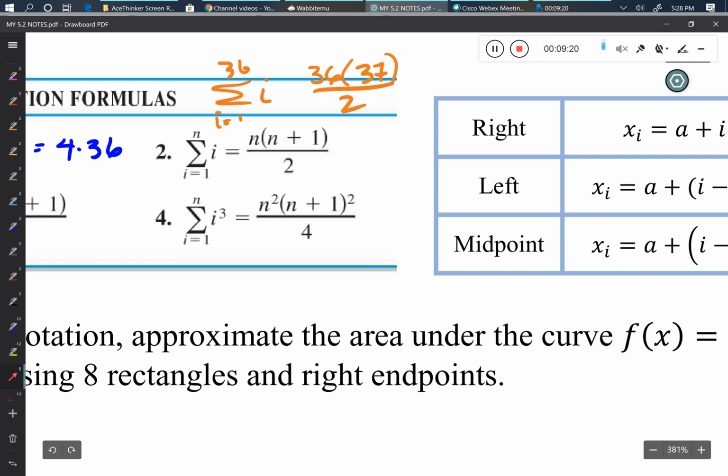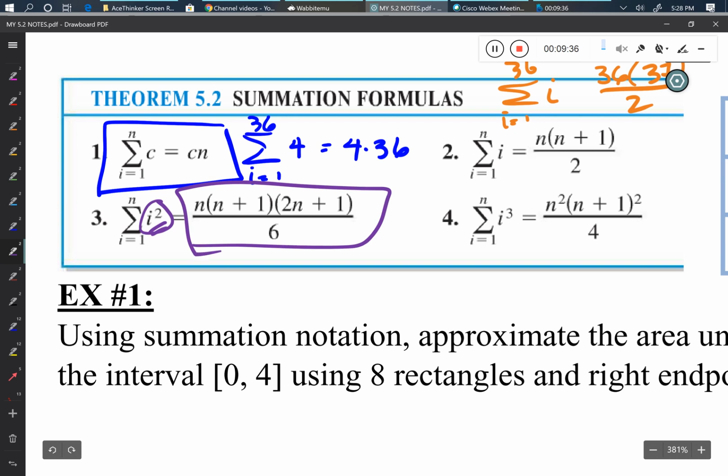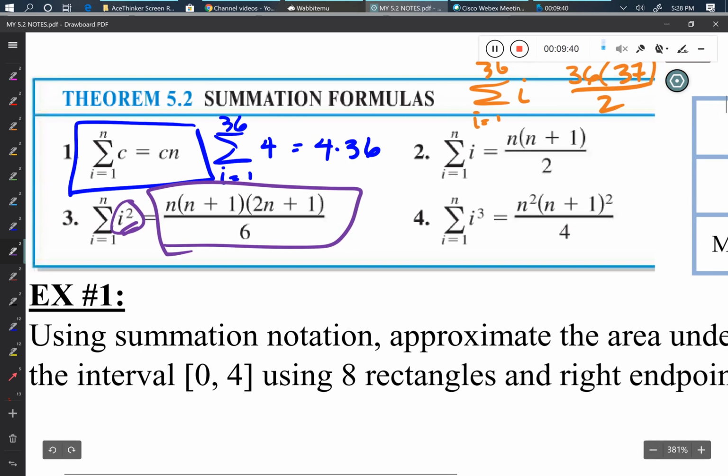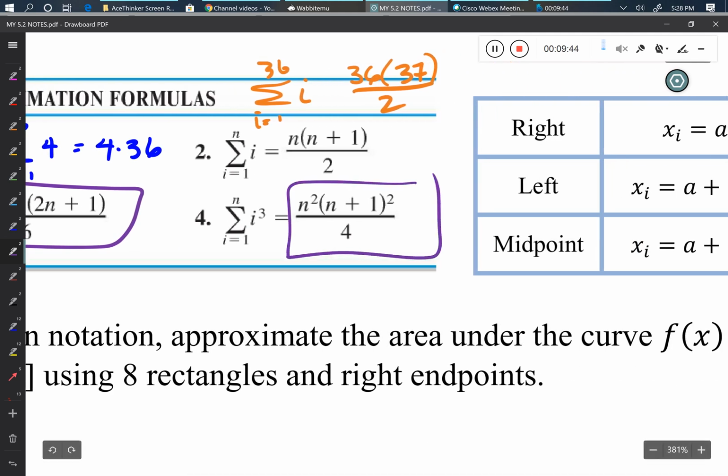And then draw some arrows again. n plus 1 divided by 2. We haven't looked at the other two yet, but the other two simply say that if you can somehow reduce your summation, so the argument of the summation is simply i squared, you can replace it with this formula right here, n times n plus 1 times 2n plus 1 divided by 6. And the last one over here says you can change i cubed into n squared, n plus 1 squared divided by 4.